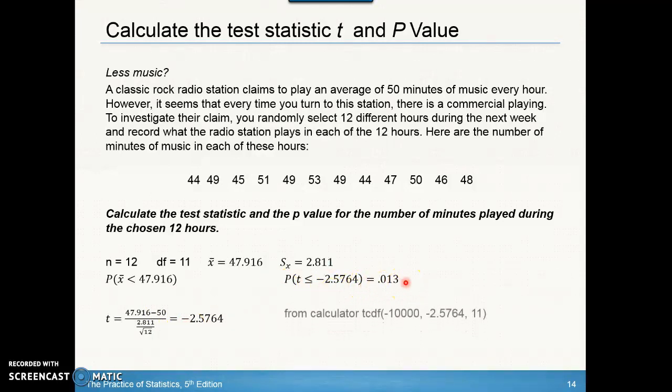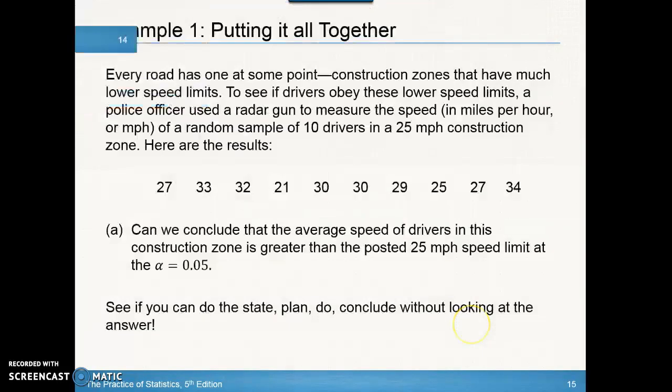And it's 0.013. So from the calculator, remember, it's tcdf because we're looking at the t-distribution. What's the lower bound? Negative 1,000 because we're looking at less than that. Up to negative 2.5764, that's our upper bound, and then degrees of freedom is 11. All right. So let's take a look at another example. Let's put everything together. The only thing that we're missing so far is the conclusion.